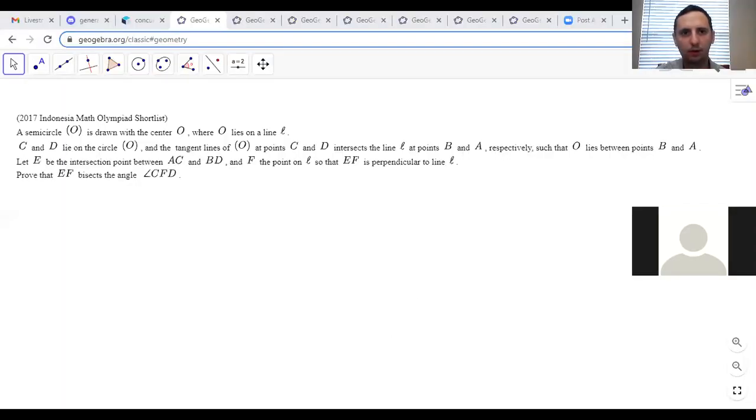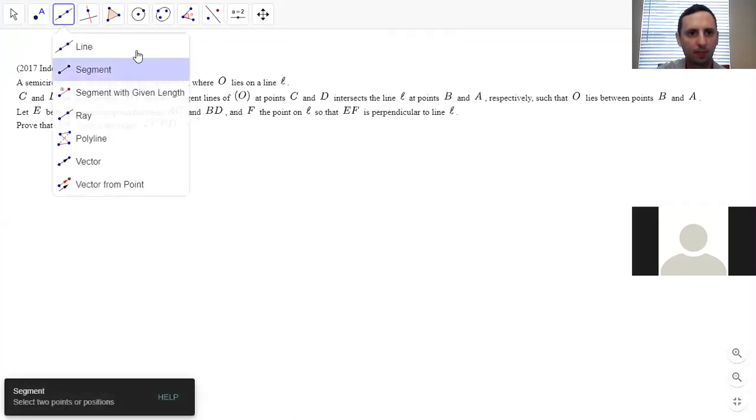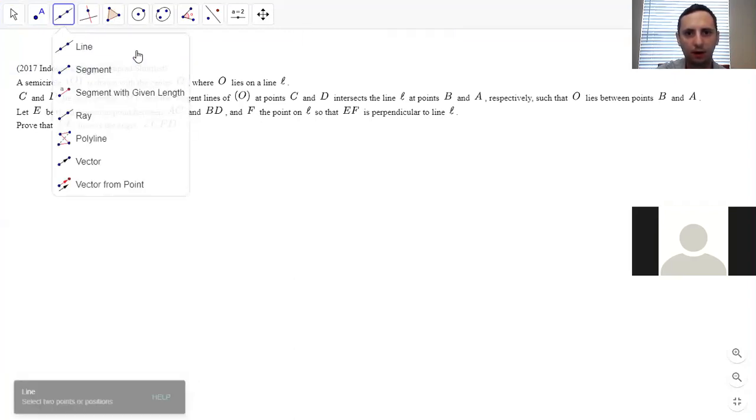Let me share my screen. All right, so here's the first problem. Can you guys all see it? It looks a little bit easier.